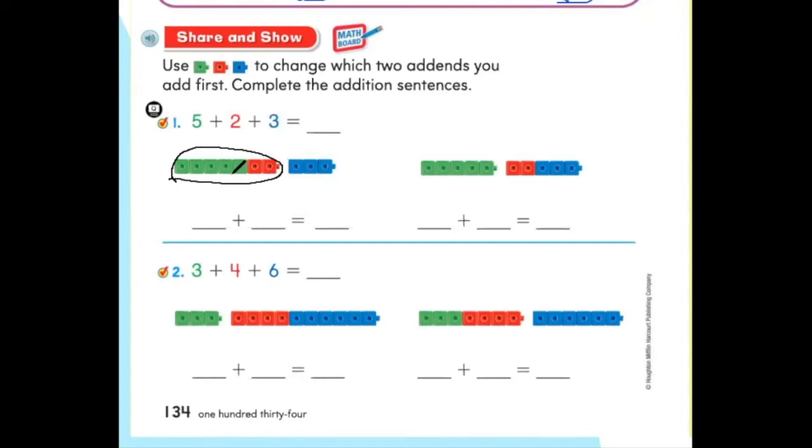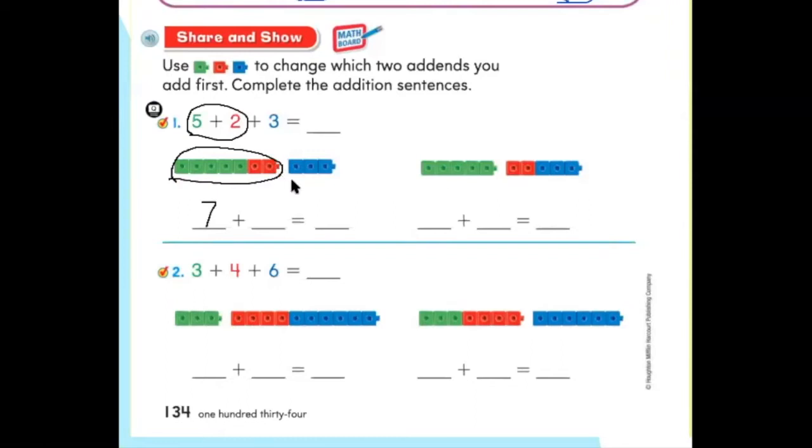5 plus 2. Let's count and see what 5 plus 2 is first. Count with me. 1, 2, 3, 4, 5, 6, 7. The green and red cubes, or the 5 plus 2, give us 7. Let's write 7 on the first line of our addition sentence. We added our first two addends.